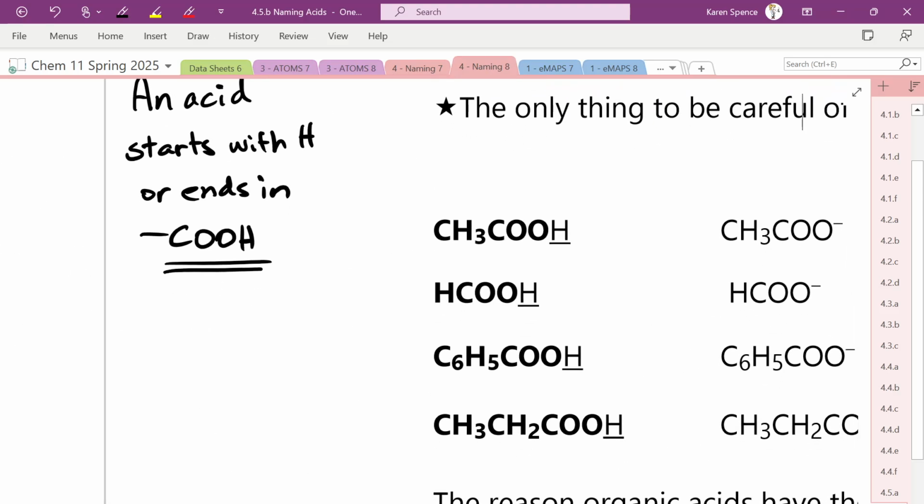Normally, when we write ions, do we write the positive ion first or do we write the negative ion first? Normally, you have no idea. Sodium chloride, which one comes first, positive or negative? Positive. Everyone, all of them, positive comes before negative. But for organic acids, it's backwards, okay?